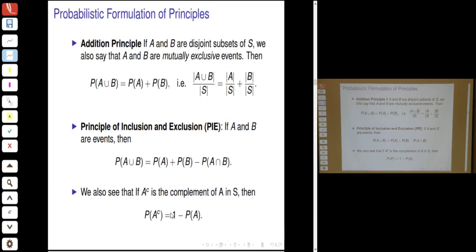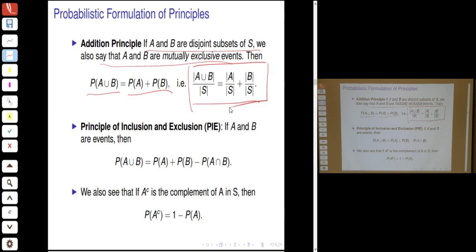So, the probabilistic formulation of principles. The addition principle is that if A and B are disjoint subsets of S, then we say that A and B are mutually exclusive events. Then the probability of A union B is the probability of A plus the probability of B. So this is the case when the two events A and B are disjoint, so A and B never occur together.